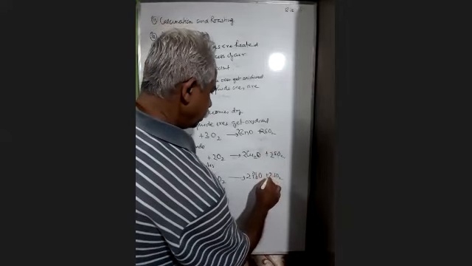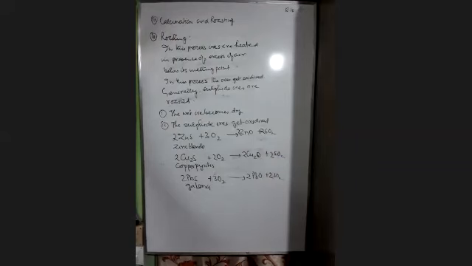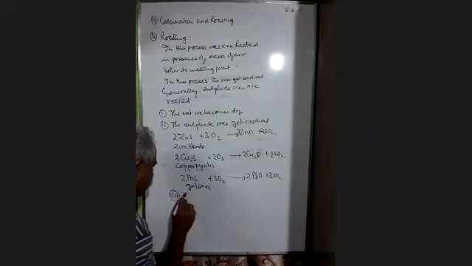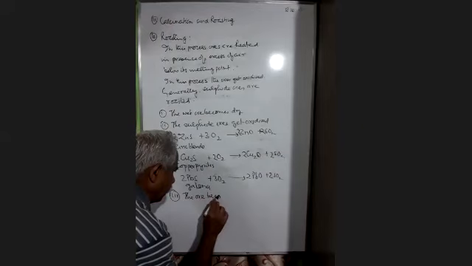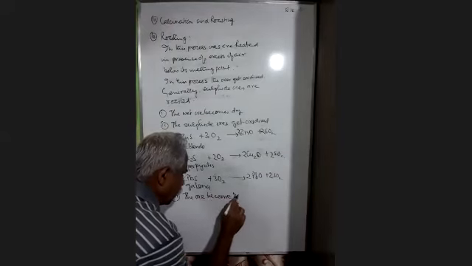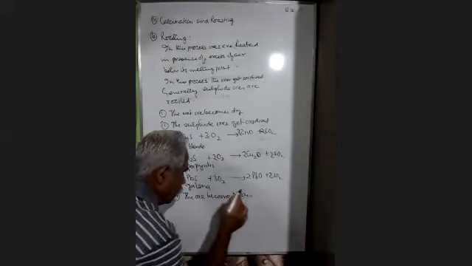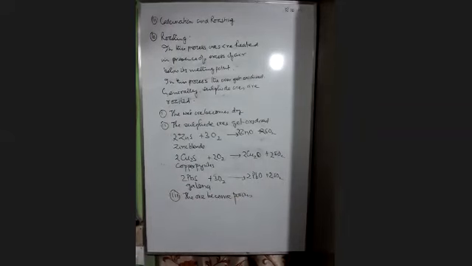23. And what is the third one? The ore becomes porous.